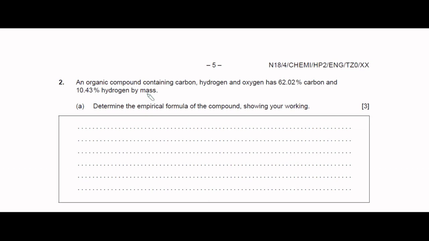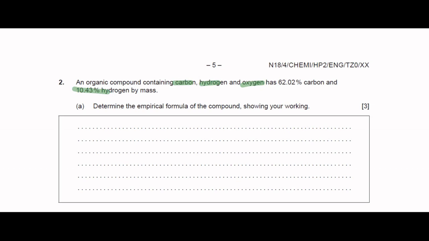It says, an organic compound containing carbon, hydrogen, and oxygen has 62.02% carbon. I'm highlighting carbon is 62.02%. Hydrogen is 10.43. So you might be wondering how much is oxygen.